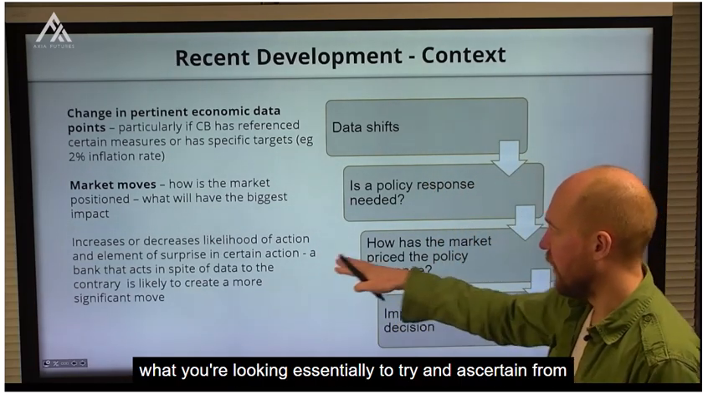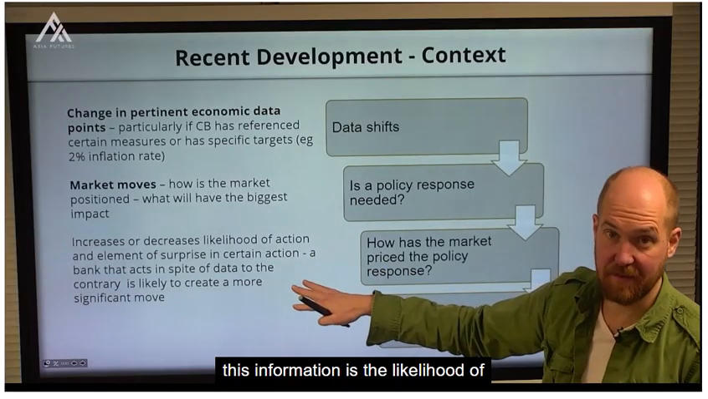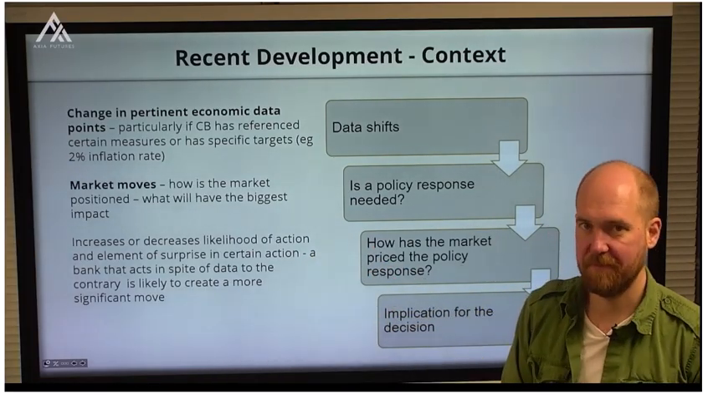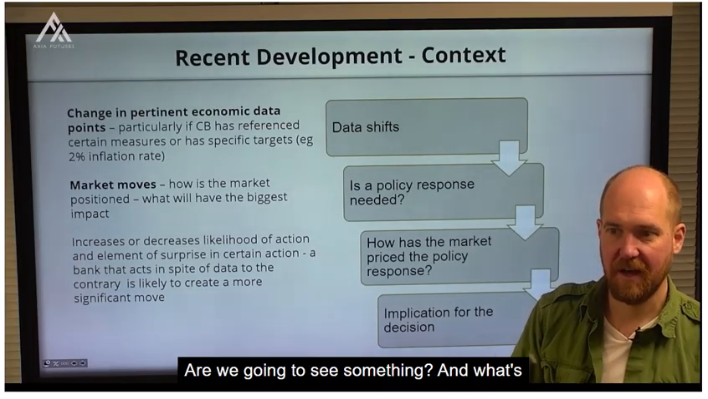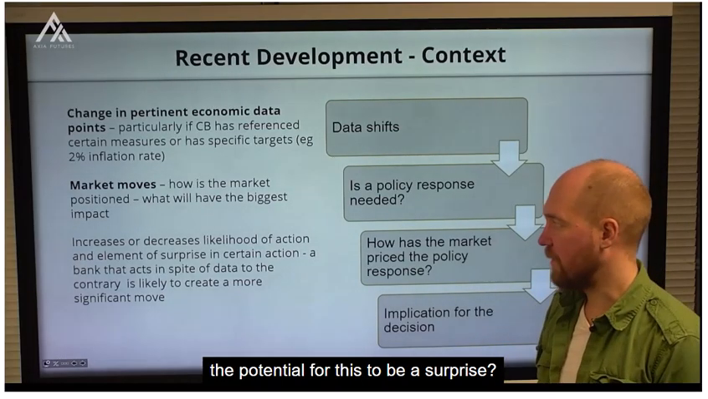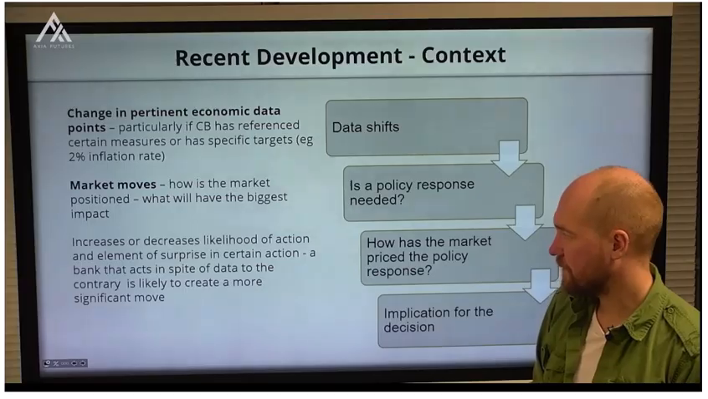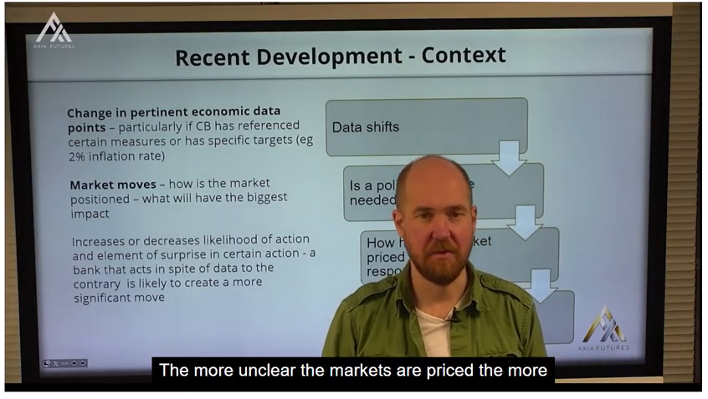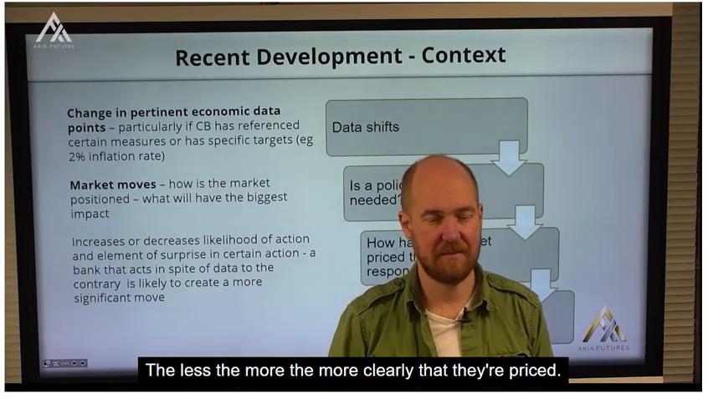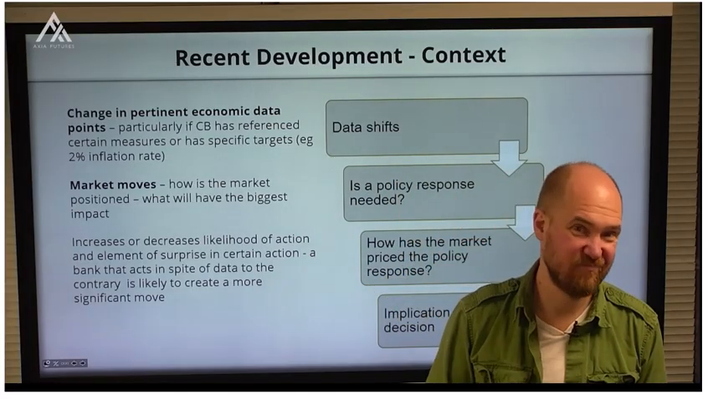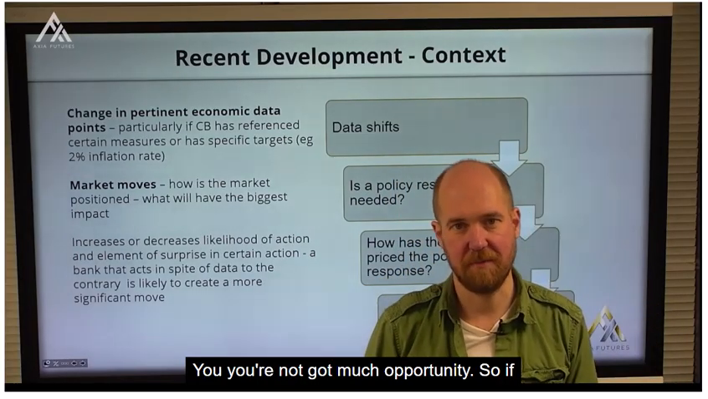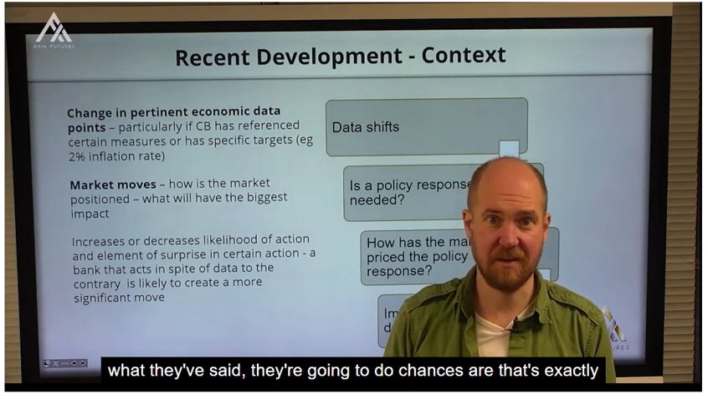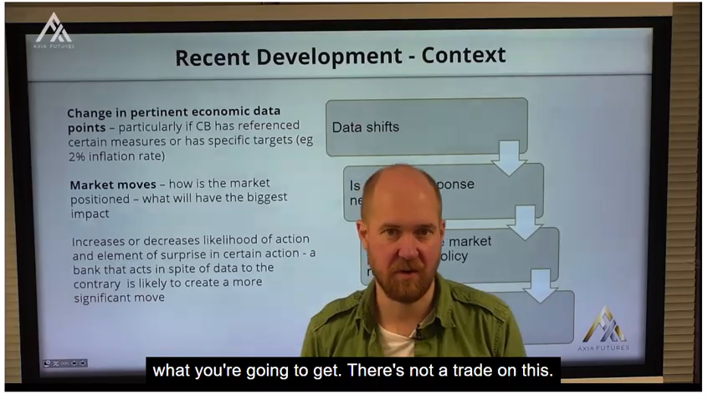So, what you're looking essentially to try and ascertain from this information is the likelihood of action and the element of surprise. That's what you want to understand. Are we going to see something, and what's the potential for this to be a surprise? The more unclear the markets are priced, the more surprise there is. The more clearly that they're priced, you've not got much opportunity. So if the market price is 50 for next time, which is exactly what they've said they're going to do, chances are that's exactly what you're going to get. There's not a trade on this.